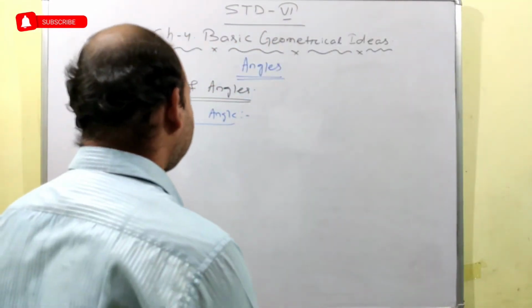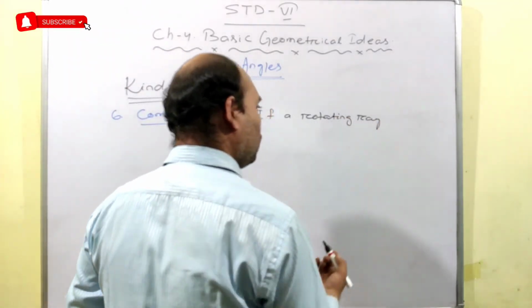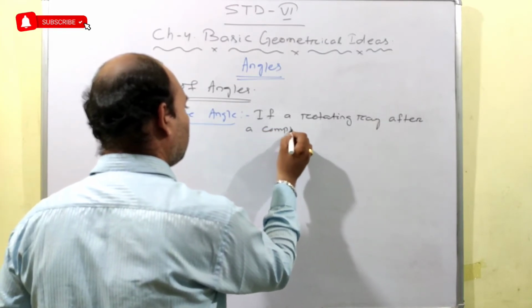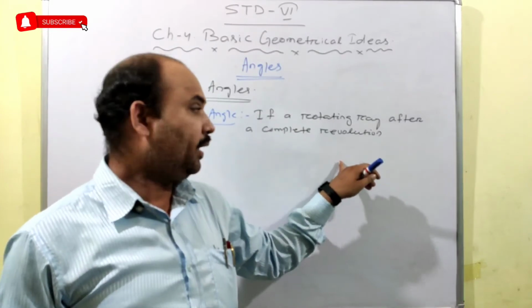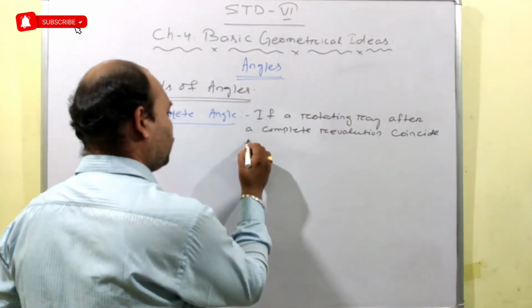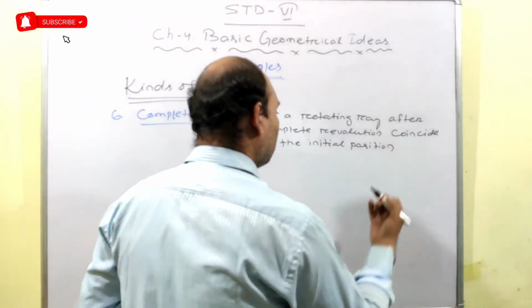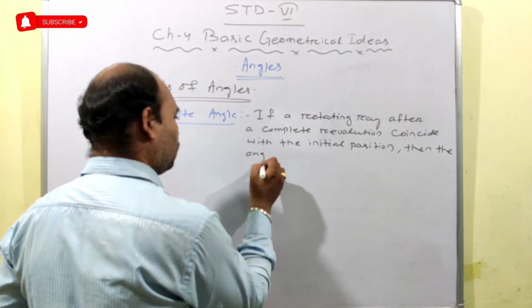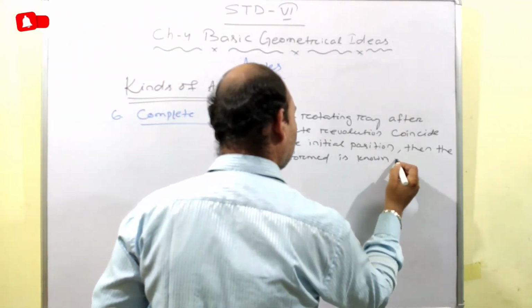Now, if a rotating ray after a complete revolution coincides with the initial position, then the angle formed is known as the complete angle.